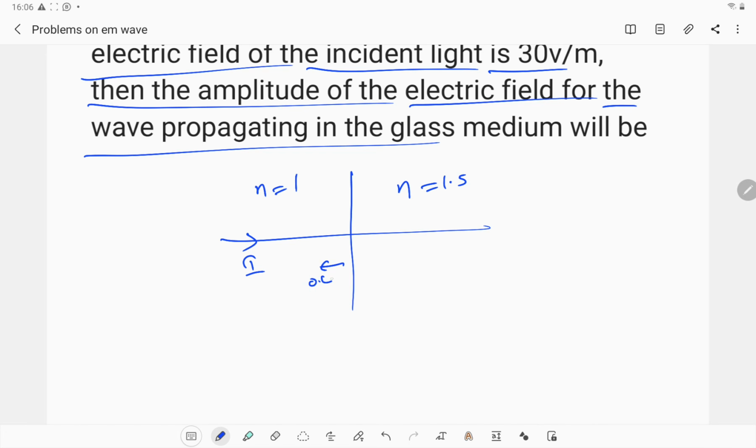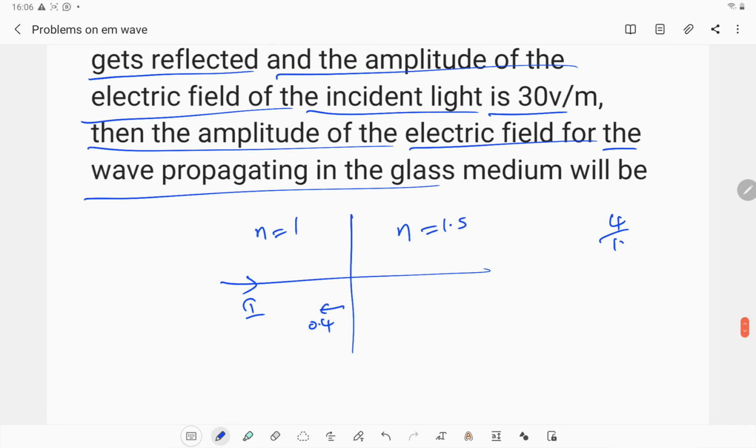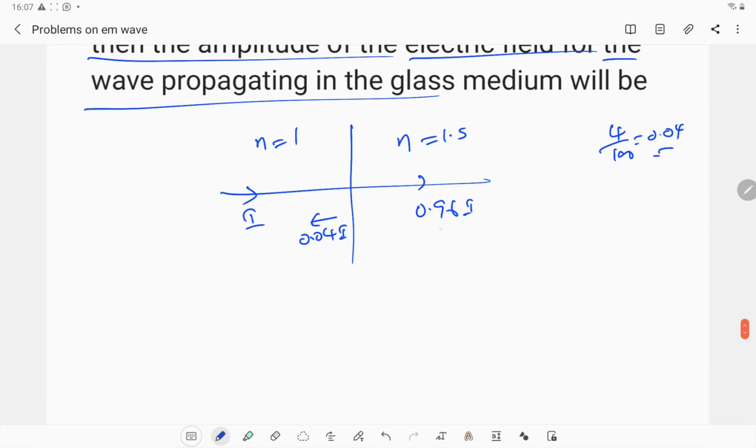When 4% is reflected, 4 by 100 means there is 0.04. 0.04 I is reflected and 0.96 is transmitted into the second medium. This is I2, here is I1. Therefore, I2 is equal to 0.96 I1.